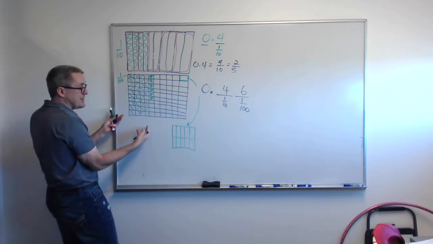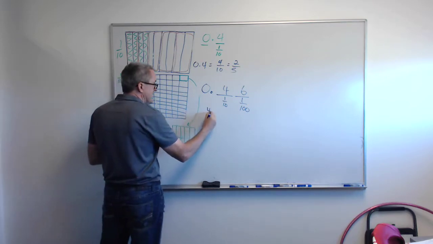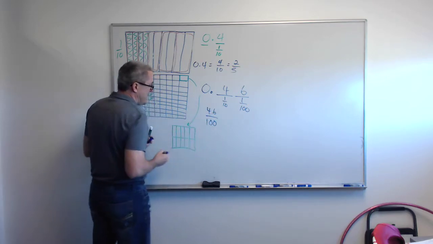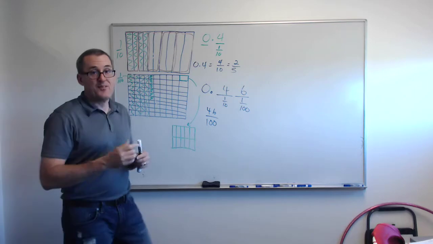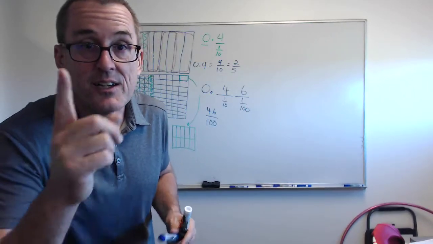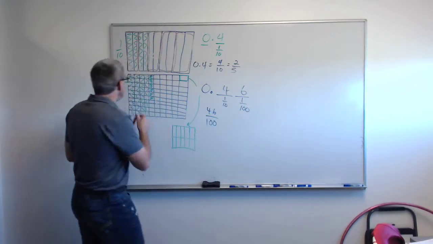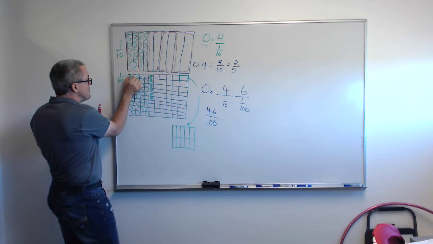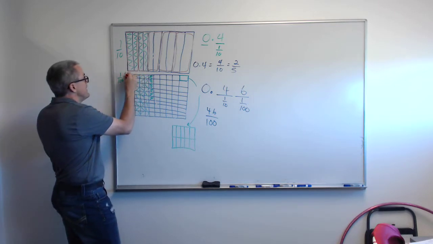I hope you can see that that's what we're showing here. But we can also say 46 1/100ths. Now are you ready for some serious flexibility here? Check this one out. What if instead of cutting up into individual pieces like this, what if I counted by twos?